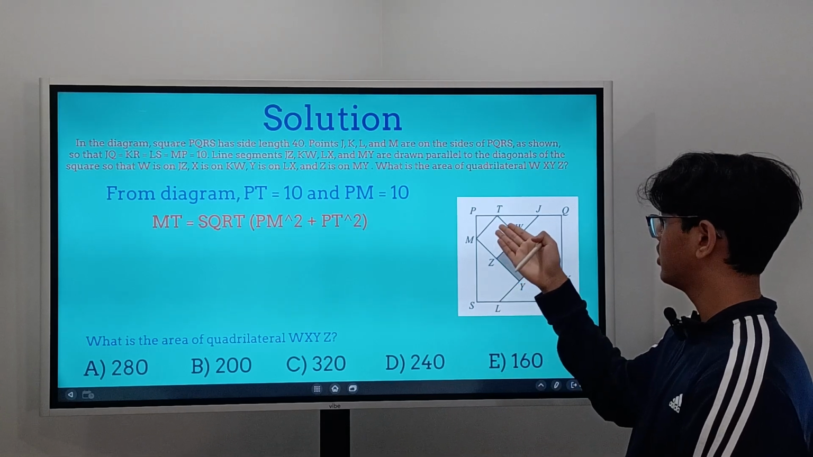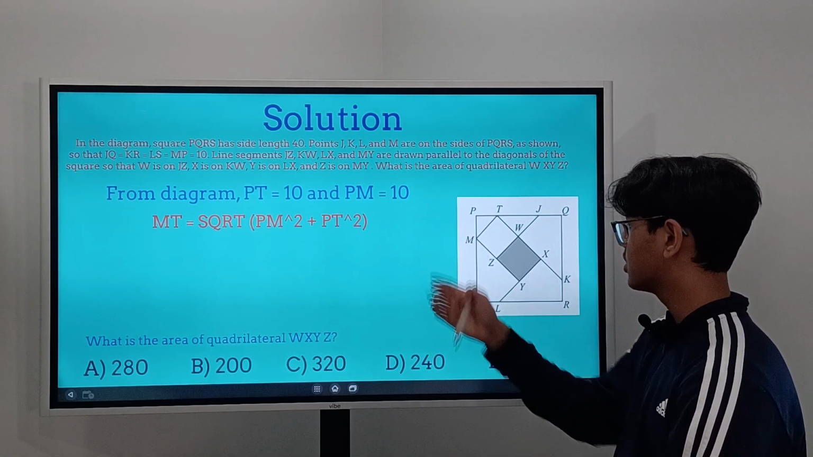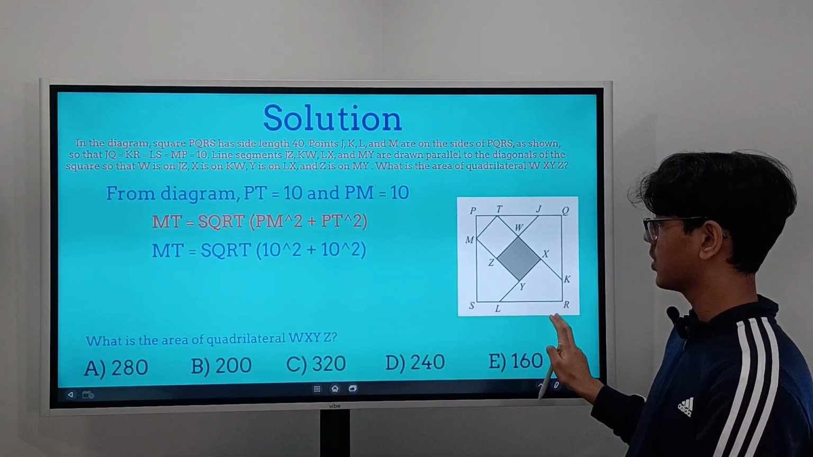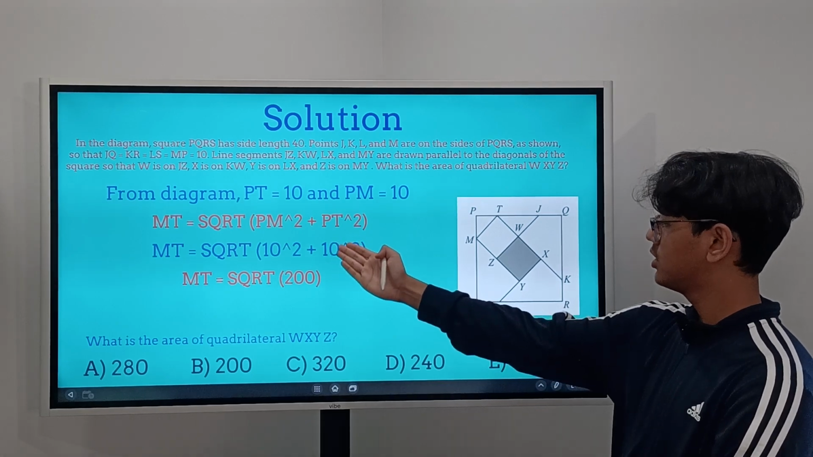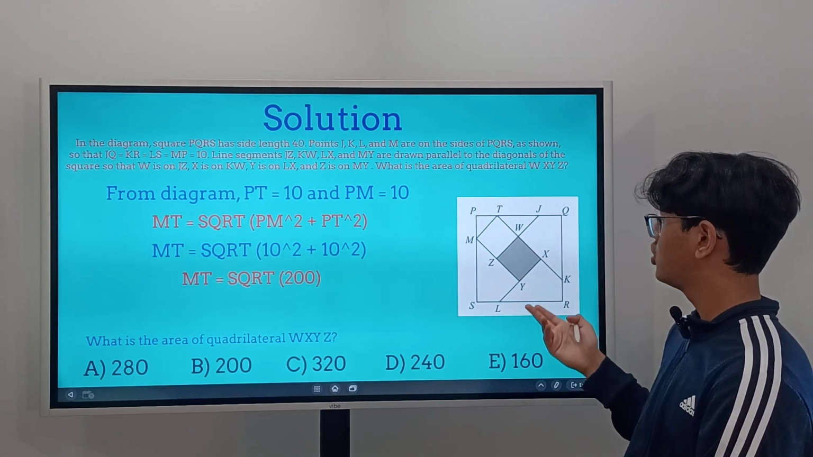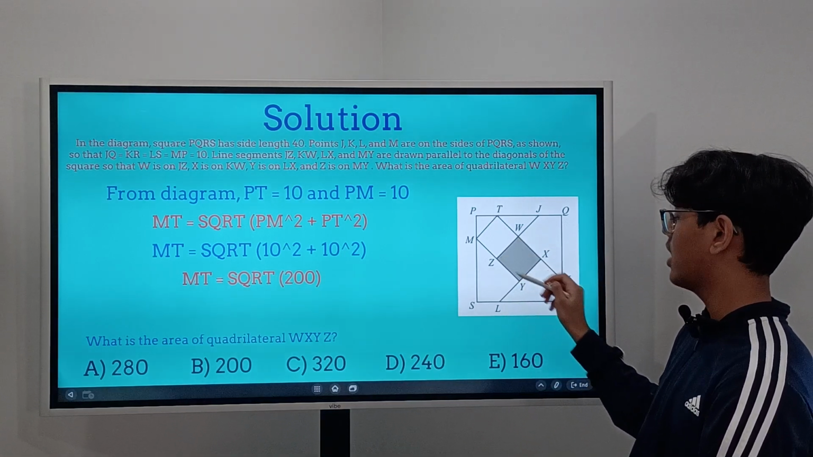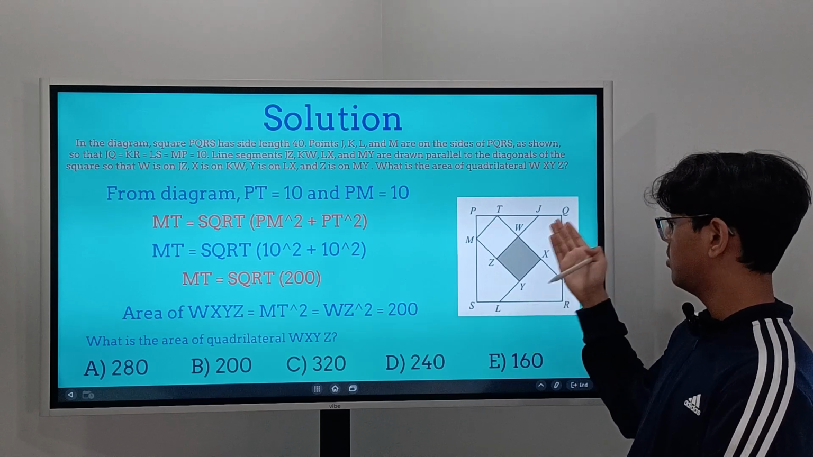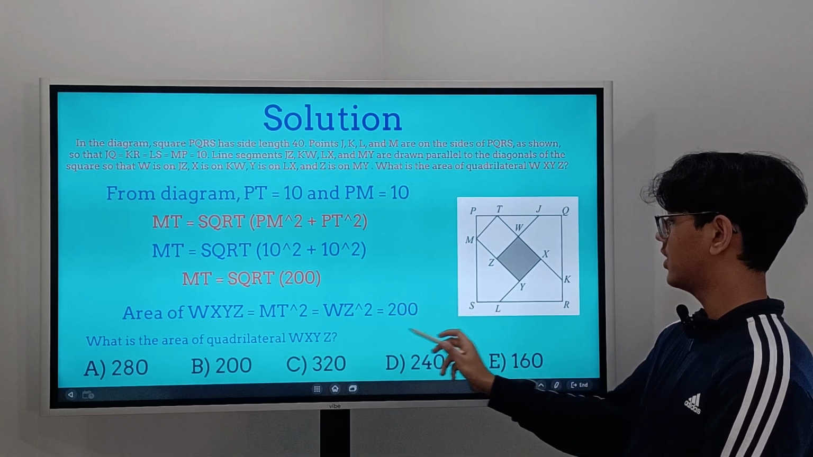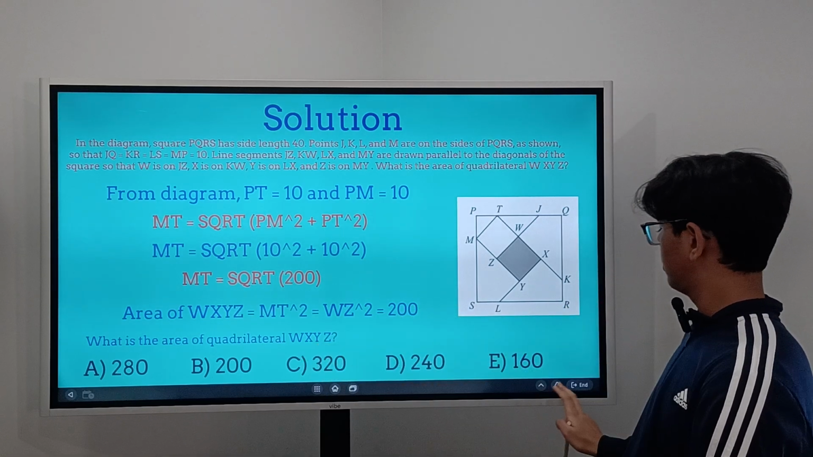To find this length, we take the square root of PM squared plus PT squared. We know that PM and PT are equal to 10, so we add these two squares up, and that's equal to 200. So MT is equal to the square root of 200. We've figured out this length, and all we need to do now is square that in order to find the area. The area of WXYZ is equal to MT squared, which means we get our answer as 200. So the answer for this question is B, 200.